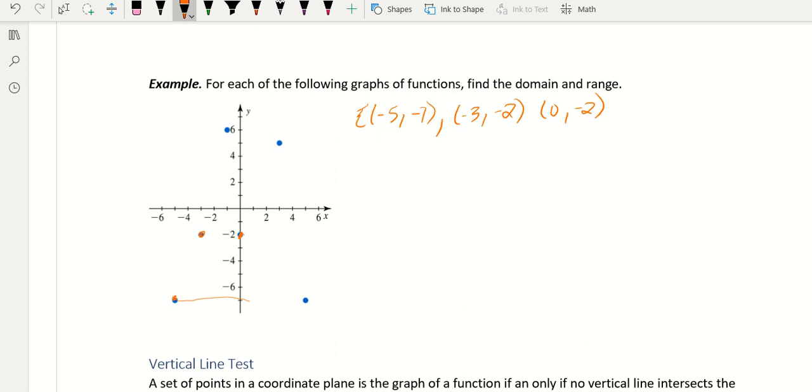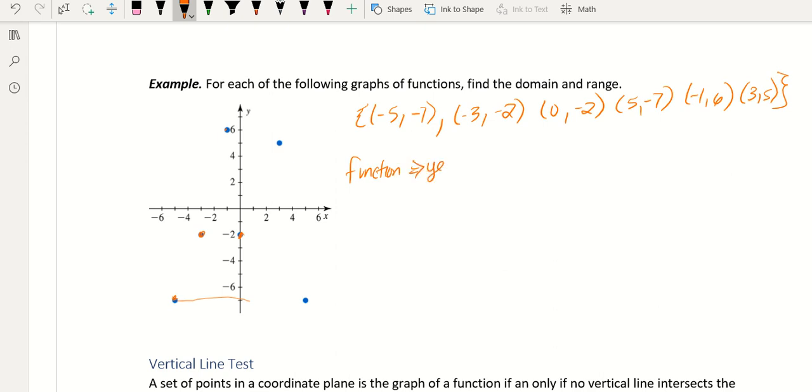Our next ordered pair is (5, -7). These ordered pairs up here, this one will be (1, -1), and (6). And last but not least, (3, 5). Now that we have all of our ordered pairs listed, do any x values repeat? There are no x values that repeat here. So this is a function.